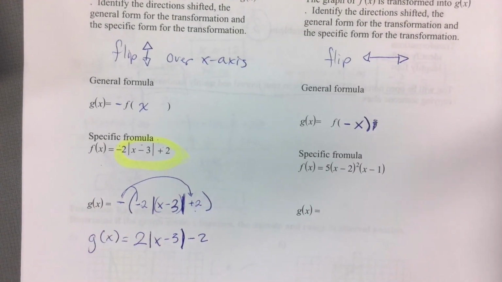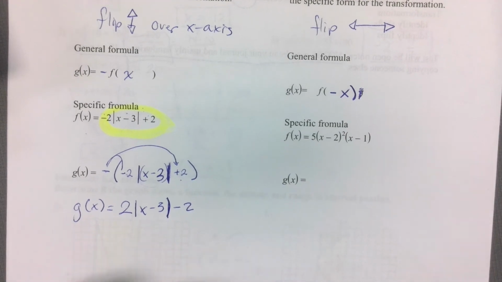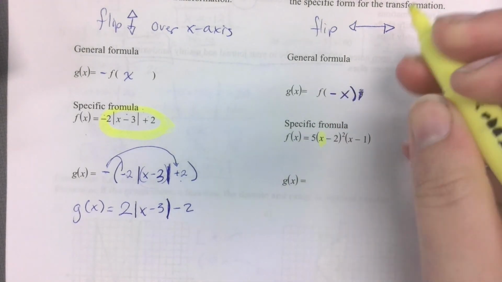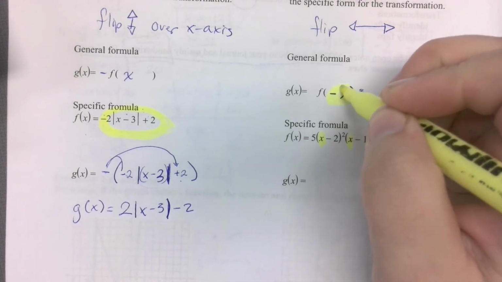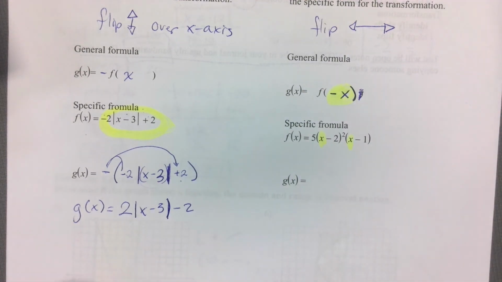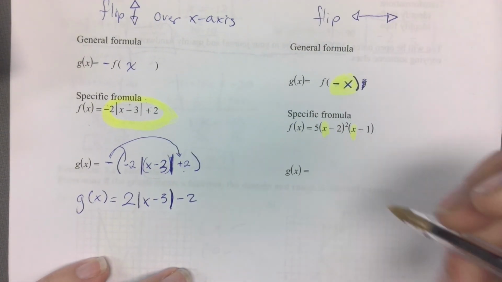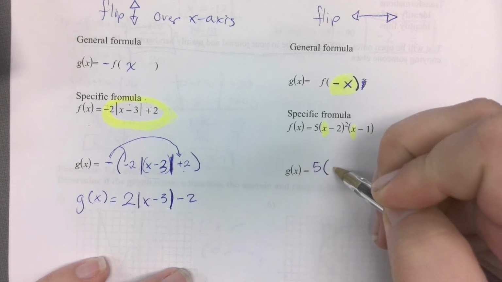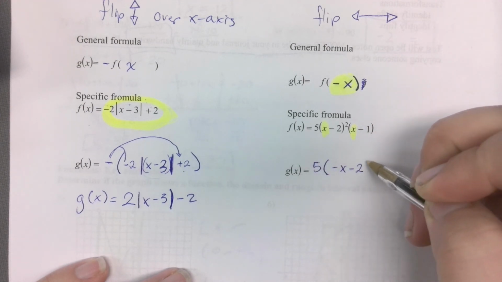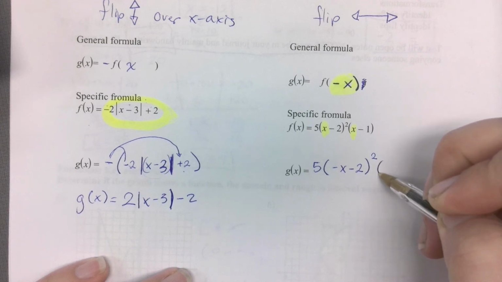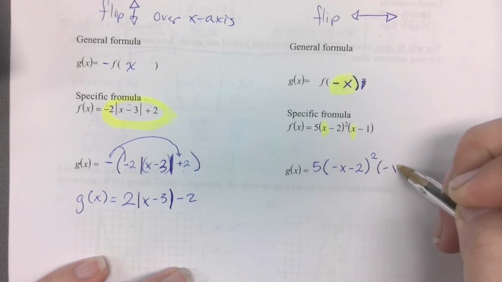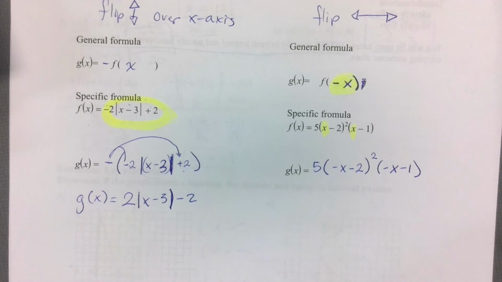Okay. Now from here to here, every single place there's an x, we're going to change it to be negative x. So we're going to write this down, but instead of x, what are we going to plug in? Negative x. I'm pausing for a moment to let you guys get there.